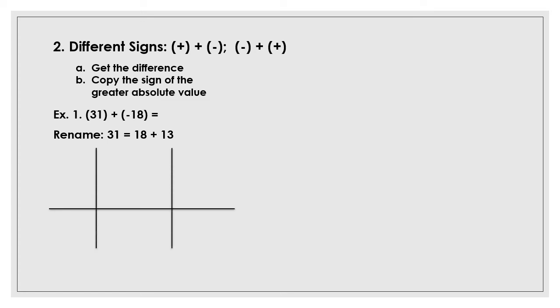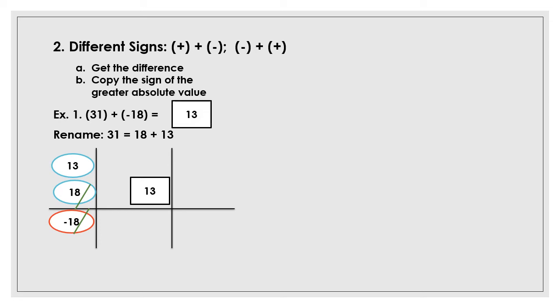And using the seeds diagram, we have 18 and 13, which is just equal to 31 na nasa upper portion. And then plus negative 18, so nasa lower portion. Then 18 plus negative 18, that is equal to 0. Therefore, ang natira ay 13, which is at the upper portion. Therefore, yung result natin ay dito rin sa upper portion, which is positive. So, nakikita nyo dito kung ang result ay positive or negative sa paglalarawan using the diagram. So, 31 plus negative 18 ay positive 13.